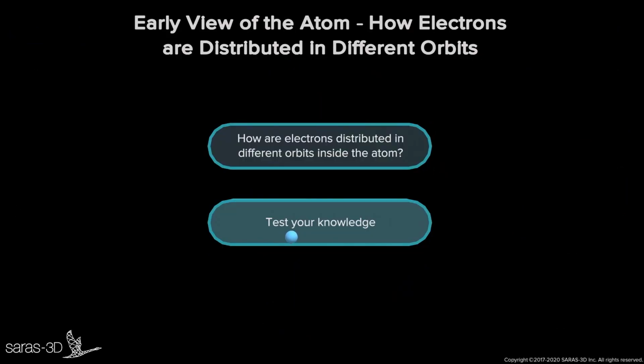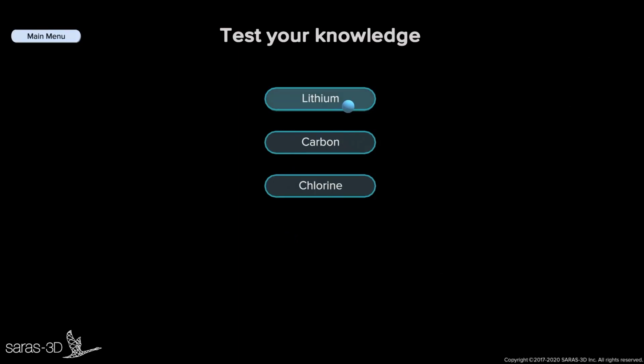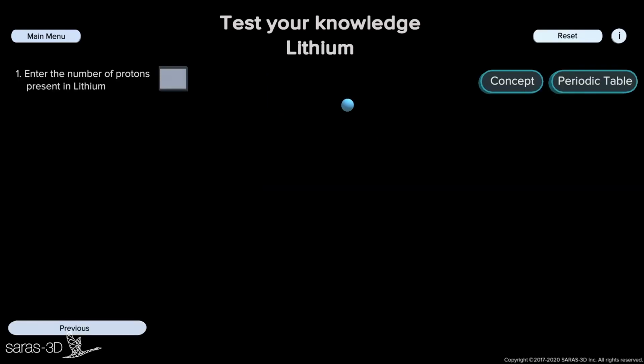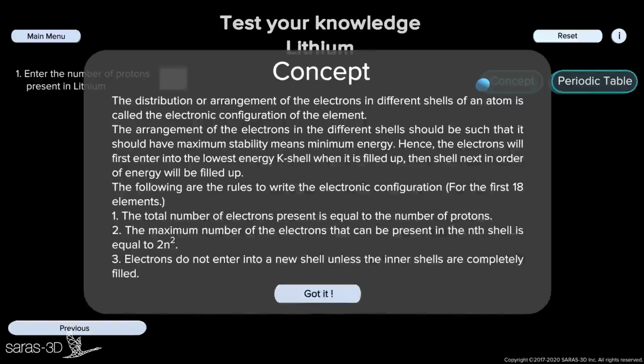Now let us test our knowledge. We know that we have several elements, and let us find out how a lithium atom will look. But before that, let us understand a concept that talks about the electronic configuration of the element. Now, what is the electronic configuration of an element? The distribution or arrangement of electrons that we just learned in different shells of an atom is called the electronic configuration of the element.